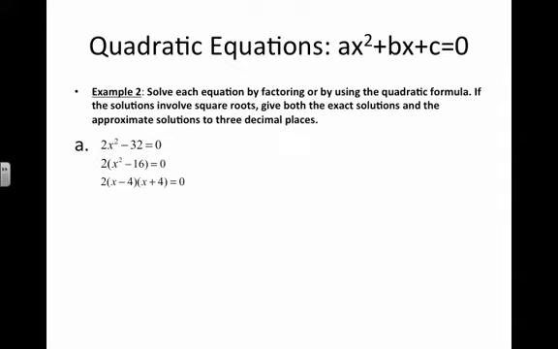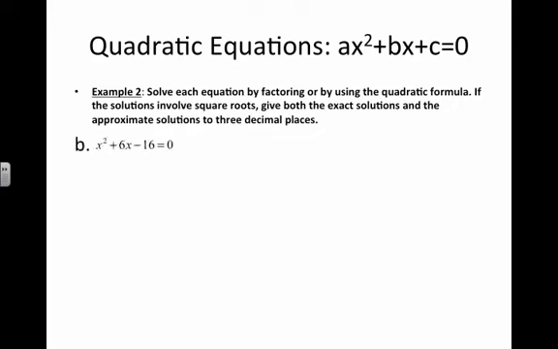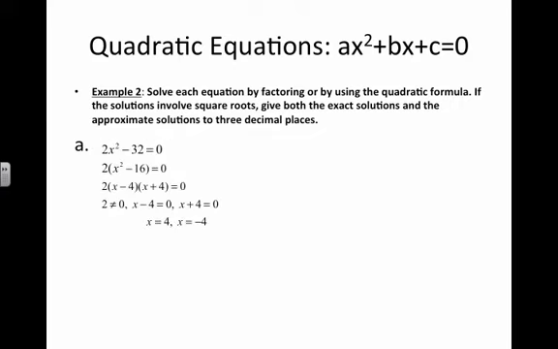So now at this point you set each factor equal to 0. So 2 equals 0. Well, we can go ahead and put a little line through that because 2 can't equal 0. Anytime you have a number other than 0 equaling 0, you can just ignore that. It's not going to give you a solution. x minus 4 equals 0, x plus 4 equals 0. So we get x equals 4, x equals negative 4 as our 2 solutions.